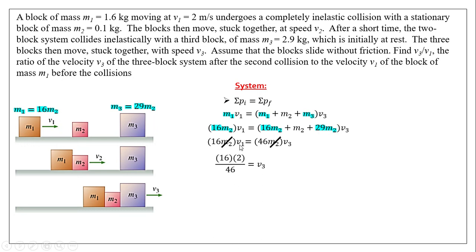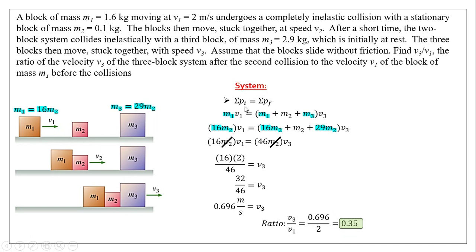But we know what V1 is. V1 is given as 2. So once again, it's 16 times 2, which is 32. 32 divided by 46 will be about 0.696, which is pretty much similar to 0.695 in the previous strategy, give or take rounding error. And then once we have V3, we can simply find the ratio of V3 over V1 as stated. Once again, in the problem, it says find V3 over V1. So V3 being 0.696 using this strategy, V1 being 2 because that was given. If you simplify this, you'll pretty much get 0.35, which is the same ratio as the last strategy.